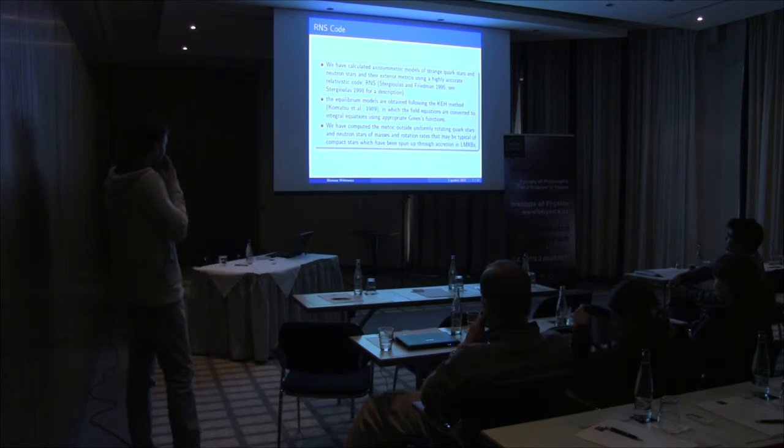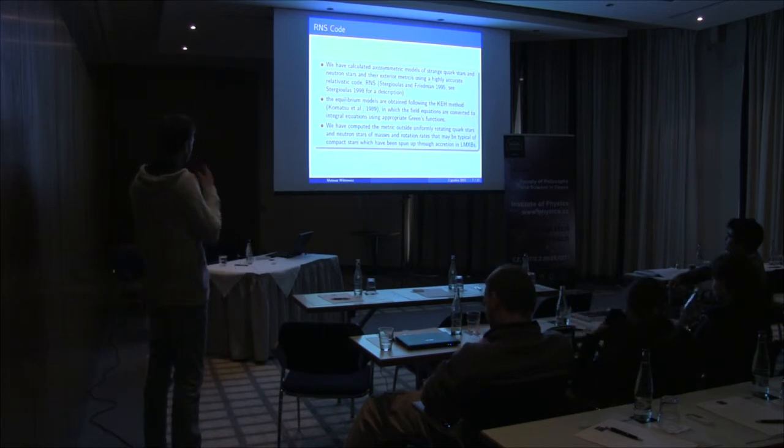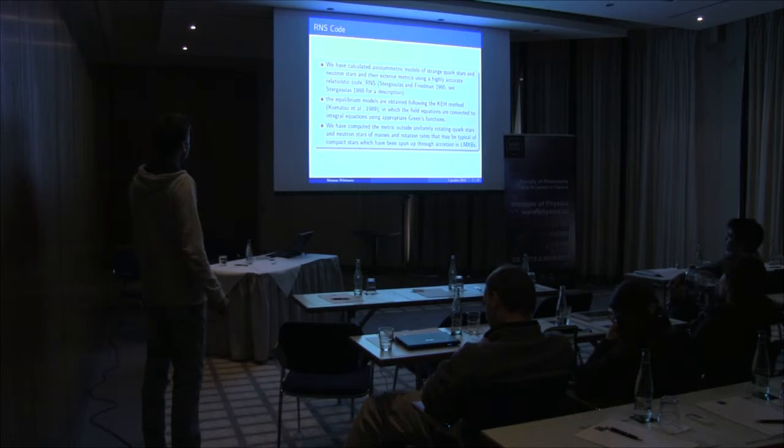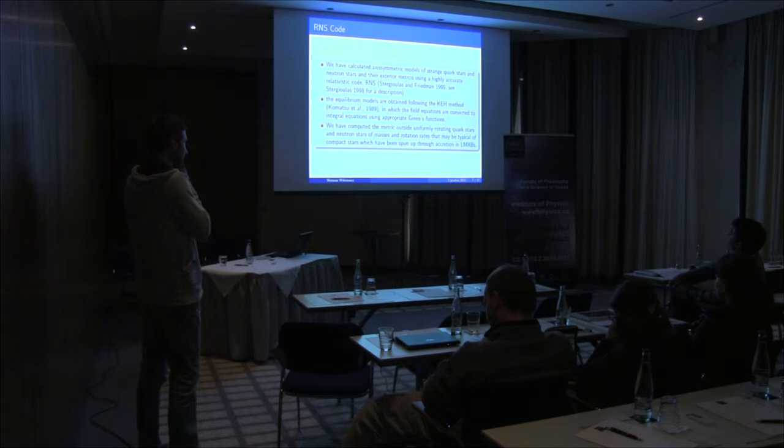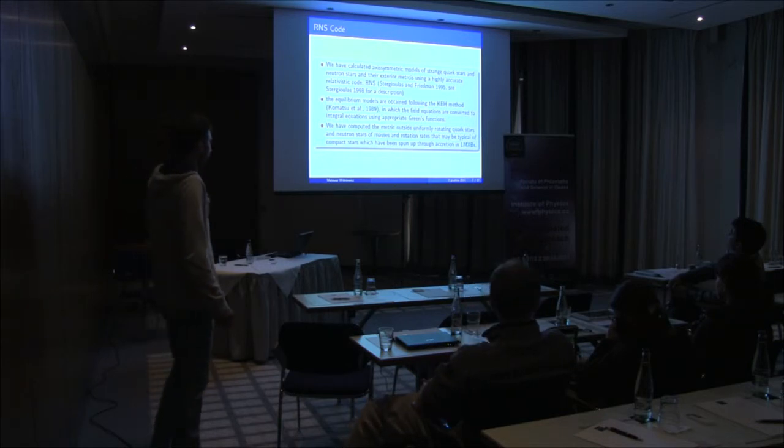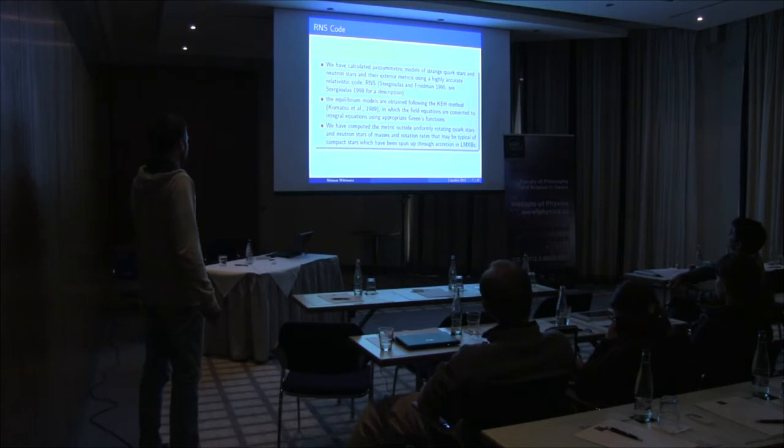To perform our calculation, we used the RNS code developed by Nick Stergioulas. We have calculated axisymmetric models of strange quark stars and neutron stars and their exterior metric using a highly accurate relativistic code. The equilibrium models are obtained following the Komatsu method, in which the field equations are converted to integral equations using an appropriate Green's function.